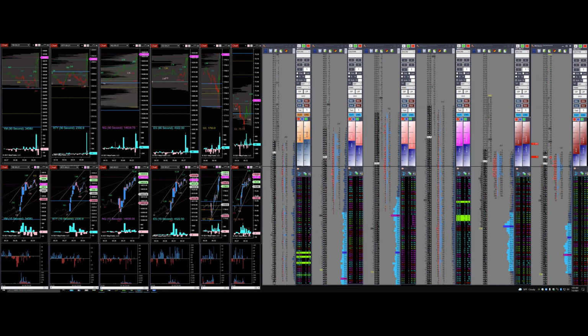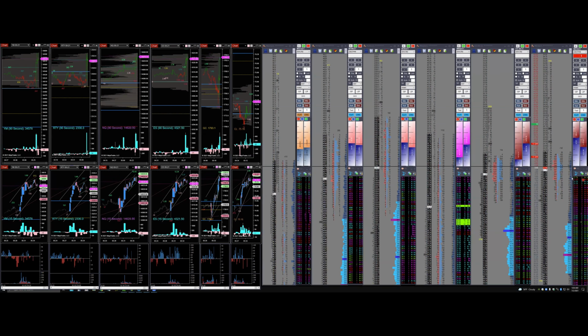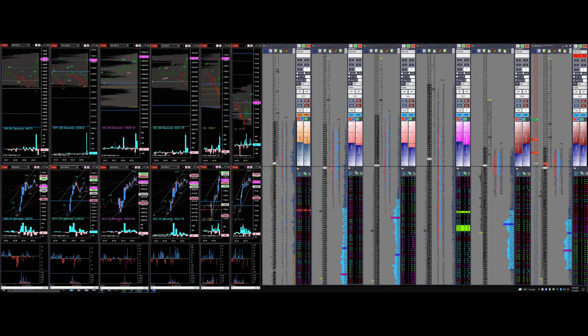So I like to scale into these, so I'm going to stick a couple in there and then throw one on at the market. And it's already working. Good trades work right away. That's what we like to see. Let's see if we can lock in a couple of ticks here. Come on, get a little downside traction.